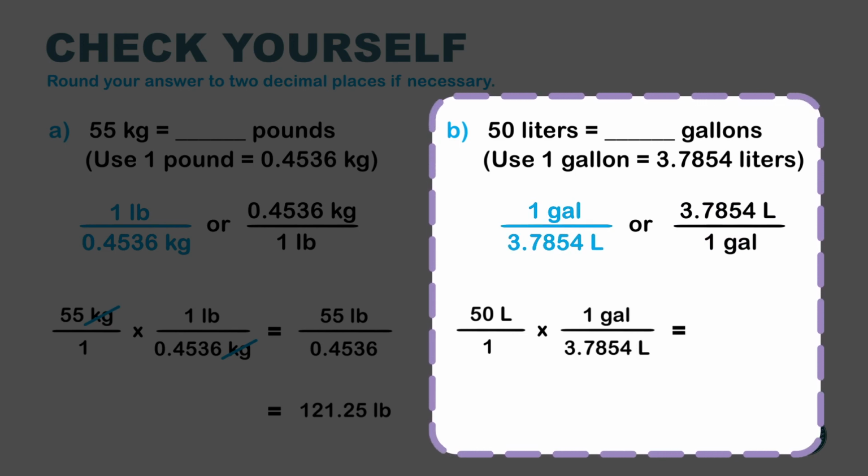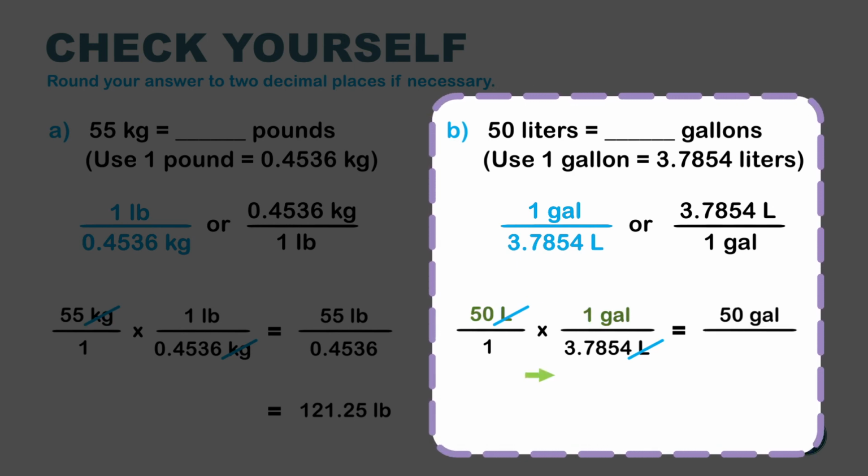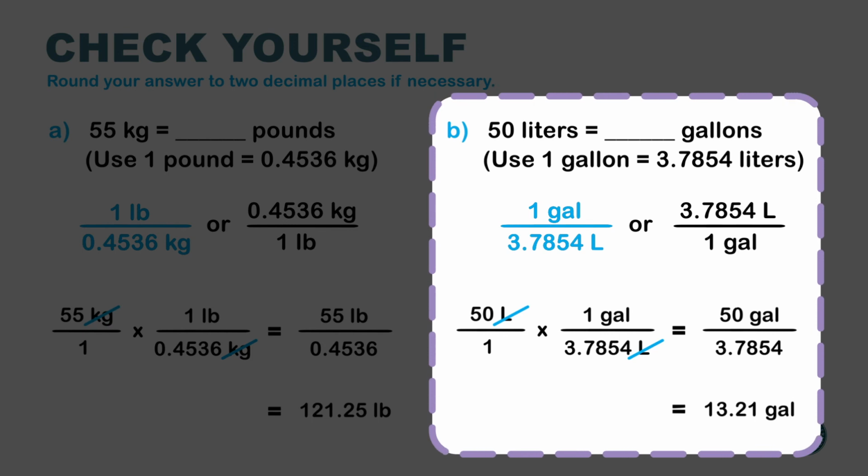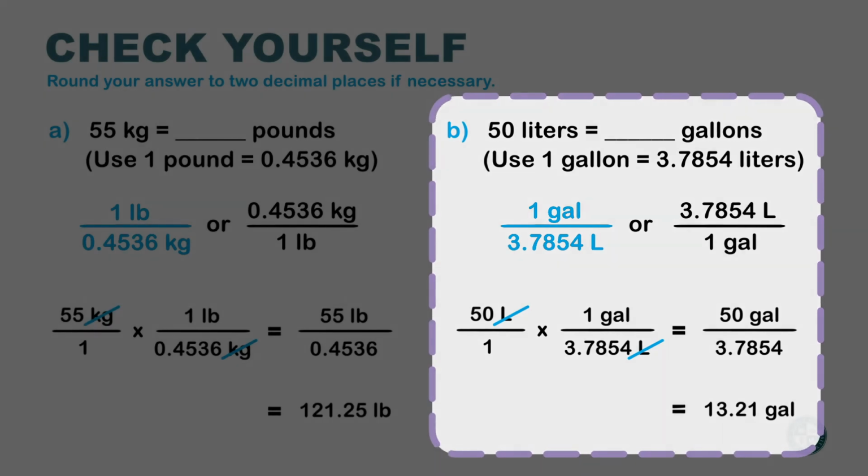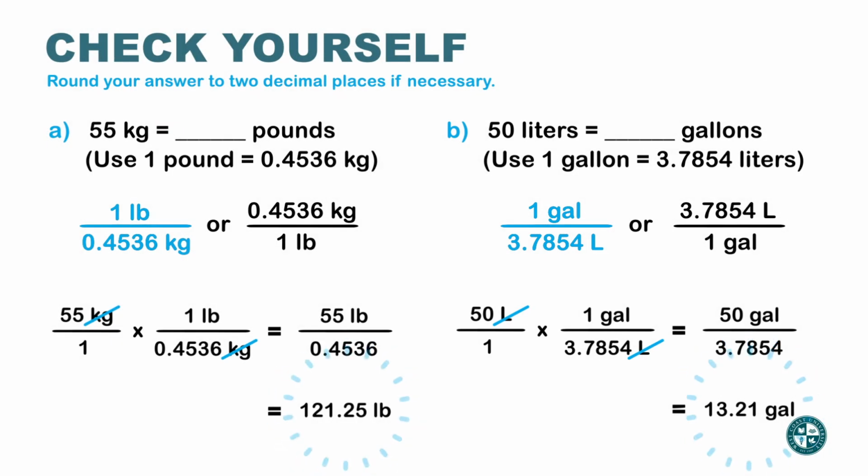And you can see the word liter on the top here cancels with the word liter on the bottom. And then there's nothing else to cross cancel. The word gallon is left. That's exactly what I want. And then multiply top with top, bottom with bottom, and then simplify this answer by dividing 50 by 3.7854 in your calculator, and you're going to get this answer. All right. I hope this is making a little bit of sense.